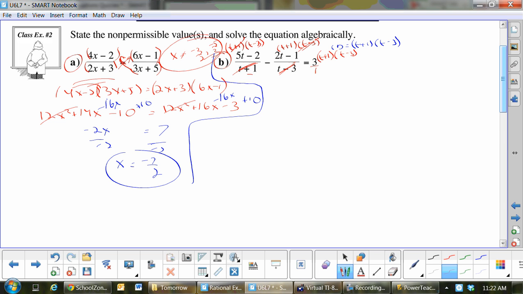So this is what my new equation would look like. T minus 3, 5t minus 2, minus t 2t minus 1 times t plus 1 equals 3 times t plus 1, t minus 3.